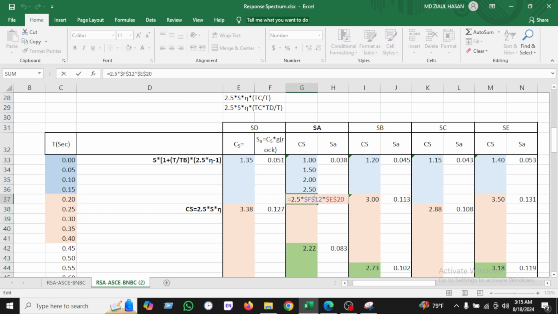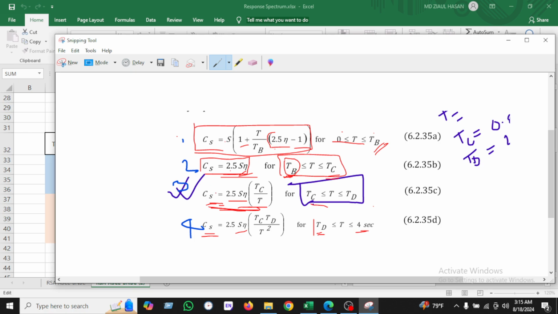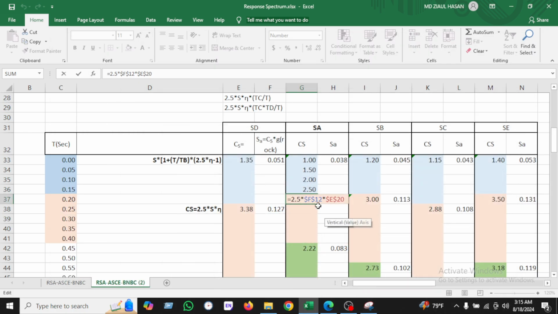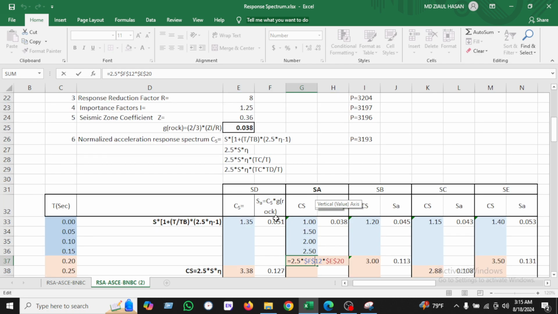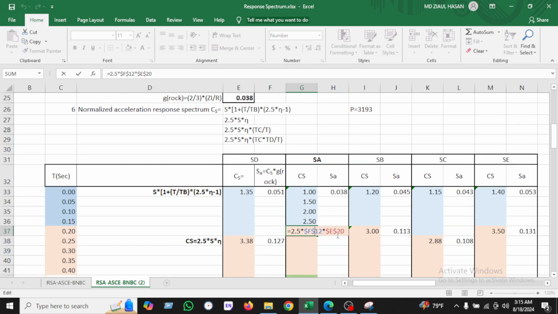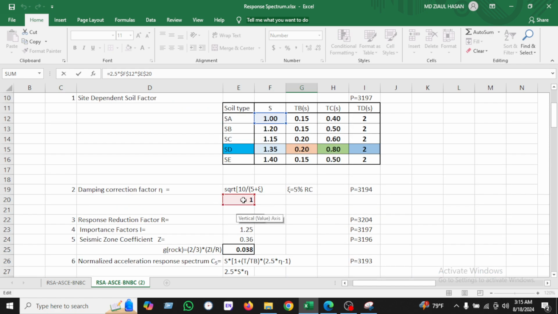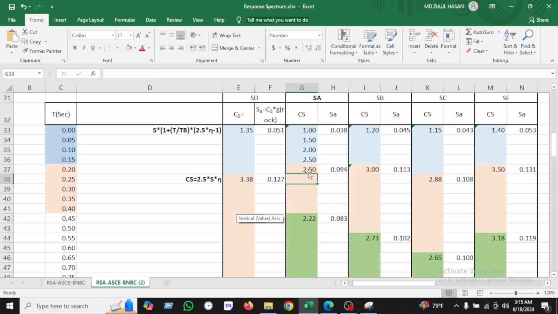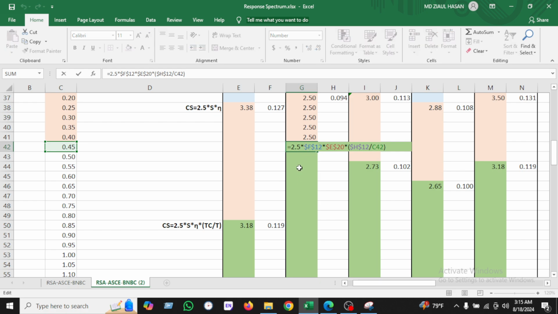Okay, so the second formula is 2.5 into S into eta. S is cell number F12, here is the F12, into eta. Eta is cell number E20, here is the E20. So putting enter, we found 2.40, and dragging this formula up to 0.40, and found this. This is the second formula we have used. And in the same way we will use the third formula.